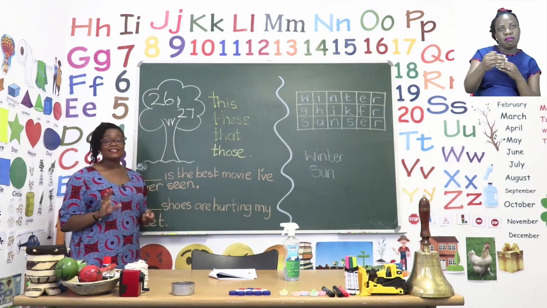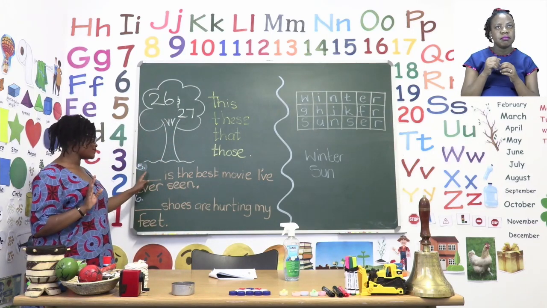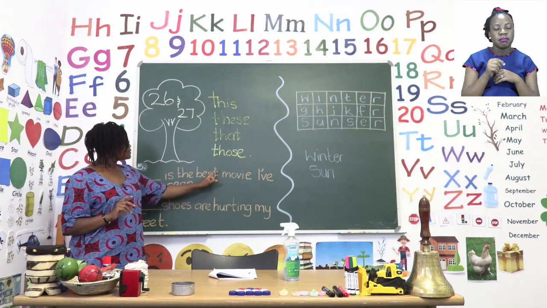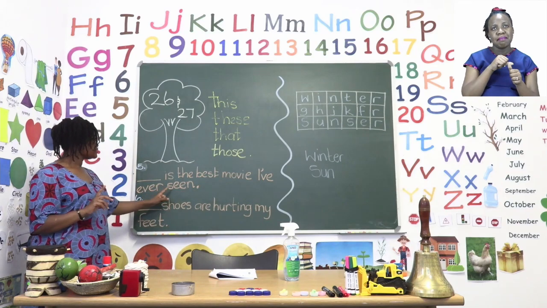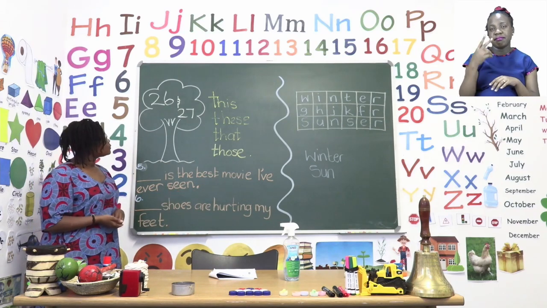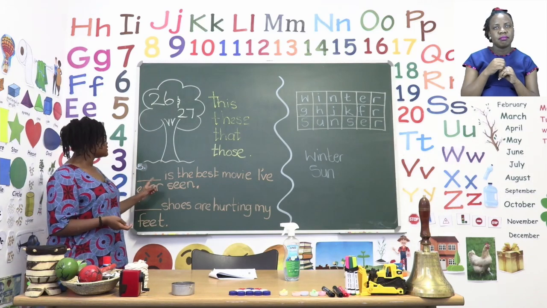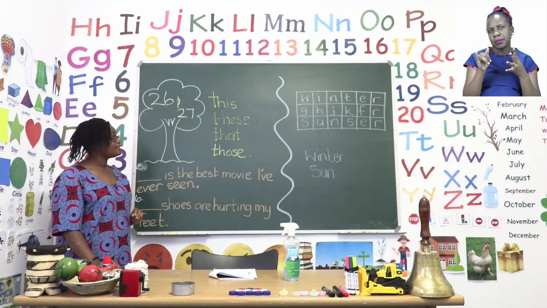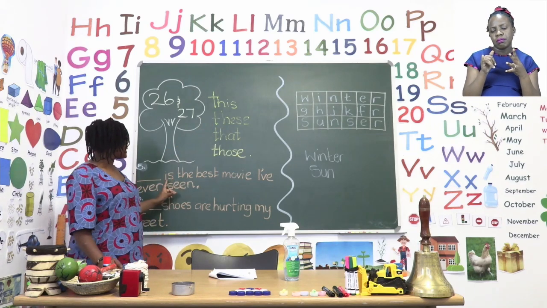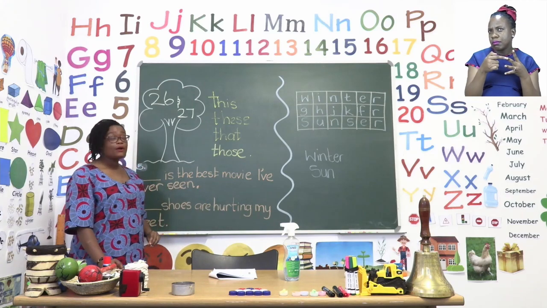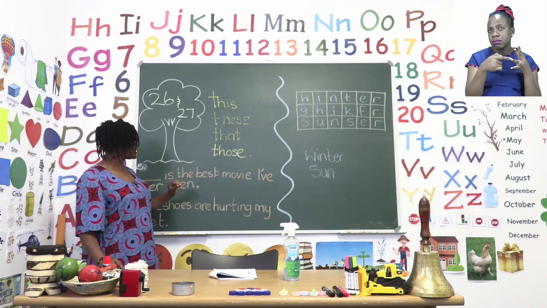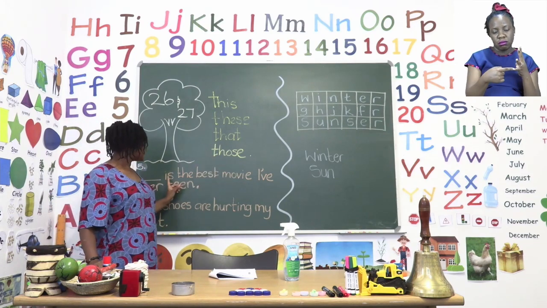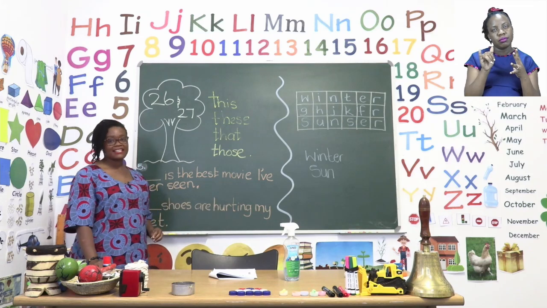Let's see if we can now answer number 5 and number 6. Let's read together. Dash is the best movie I've ever seen. Which word would be the one to fill in on the dash? Do we say, this is the best movie I've ever seen? These is the best movie I've ever seen? Or that is the best movie I've ever seen? Or those is the best movie I've ever seen?